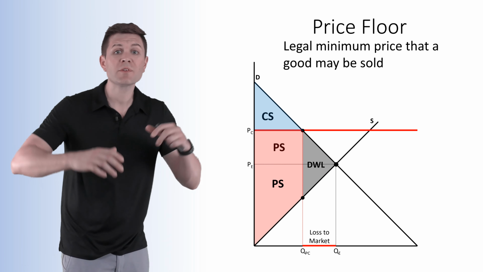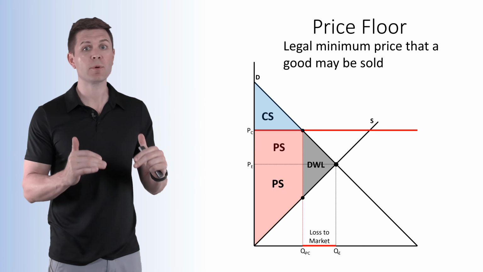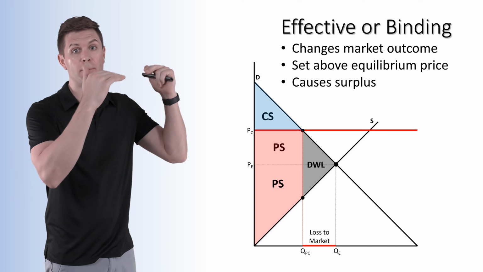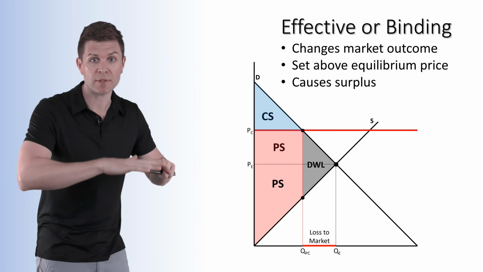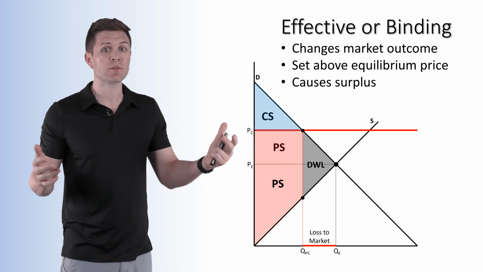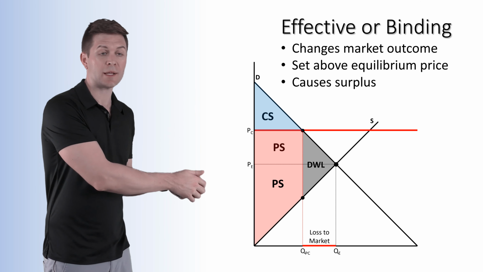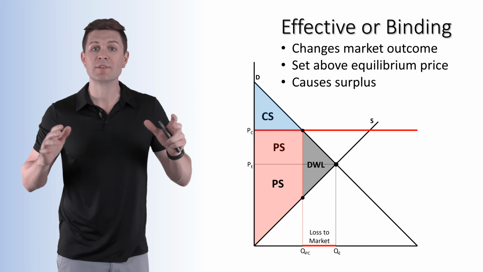All right, now a price floor is a legal minimum price that can be offered in the market. All right, a binding price floor is one that's going to be above the equilibrium price and not allow us to get down to it. It's initially going to cause a surplus because producers are going to want to produce more at the higher price, consumers are going to want to buy less at that higher price, but either way, it's definitely going to distort the market outcome.